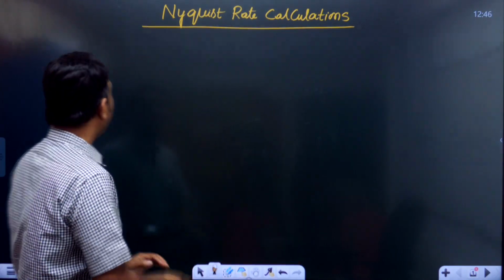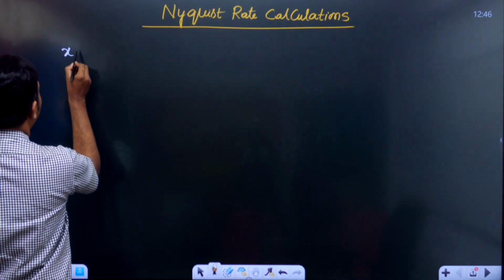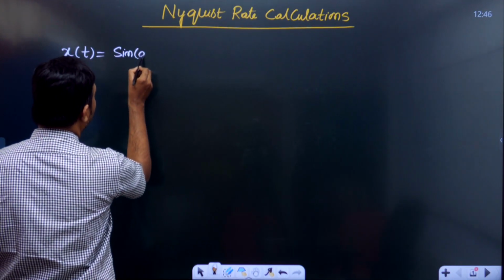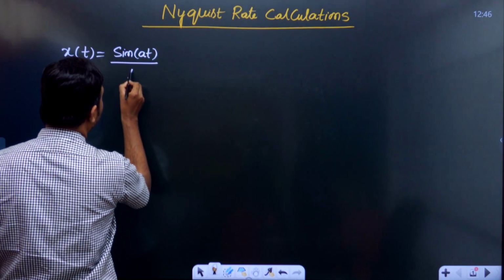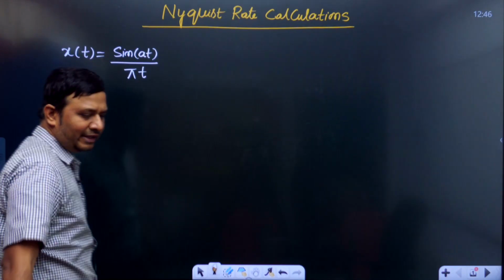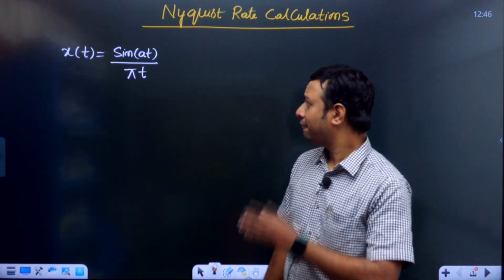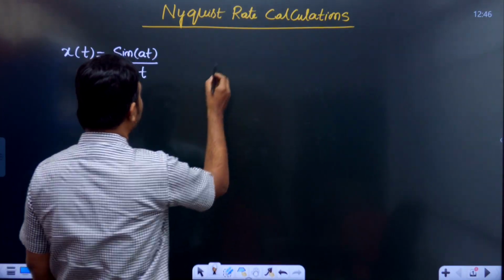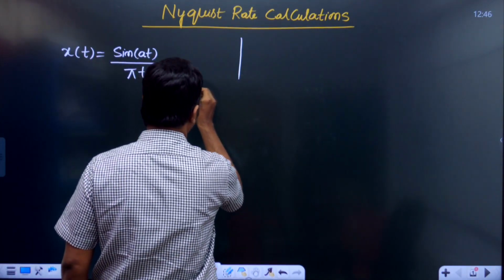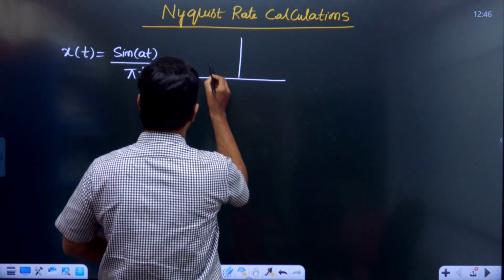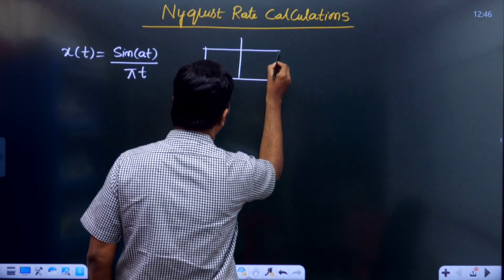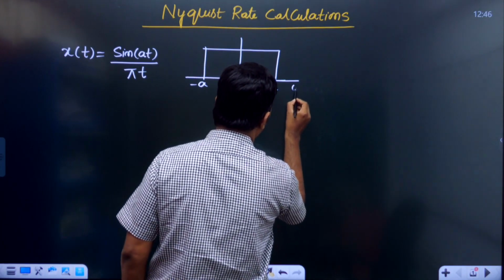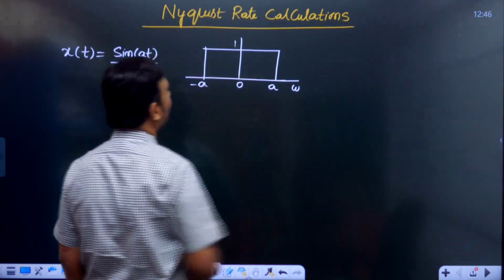For example, if I take a signal like this, x of t is equal to sin(at) by pi t. Now if I want to calculate the Nyquist rate for this signal, I must apply the Fourier transform, right? You must remember the Fourier transform for this signal. This is an important signal. It is a rectangular pulse varying from minus a to a in frequency domain omega. So this is the Fourier transform.